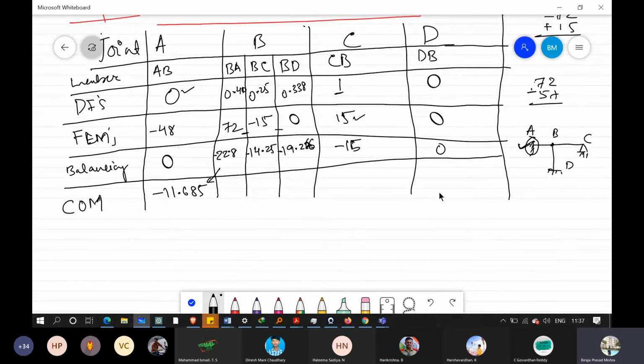Next, if we talk about this BA, 22.8 divided by 2 is 11.4. Okay, 11.4. Then this one will be minus 7 point something.